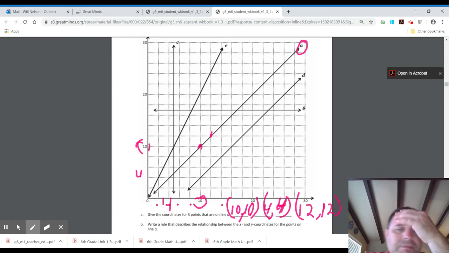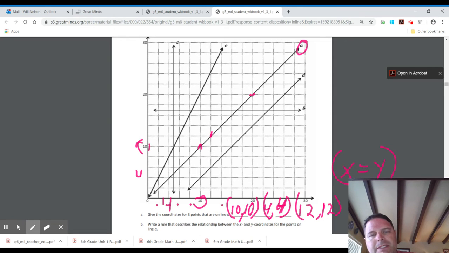You can pick whatever you want. Now write a rule that describes the relationship. So x and y are equal. They have a 1-to-1 ratio on the line. Every point on the line has x equal to y. That's a rule: x is always equal to y here. If you follow line A all the way up, every spot is like that. Here's a good example, it's 20 for x and 20 for y right there too. So that's true.